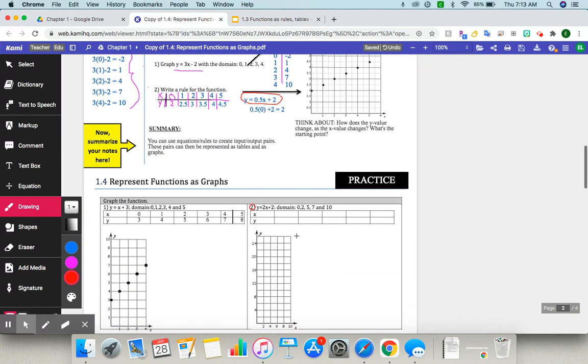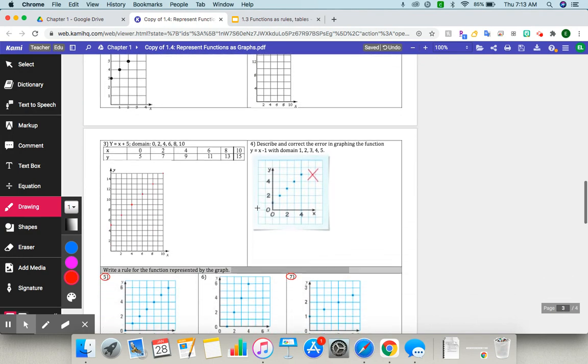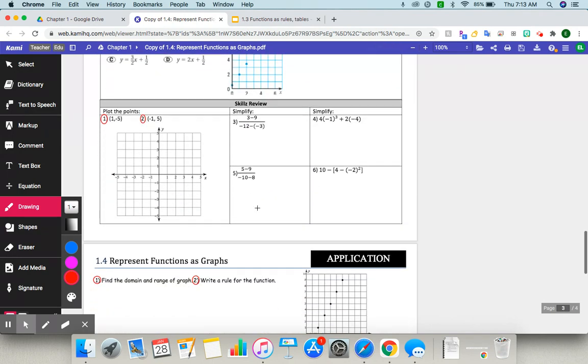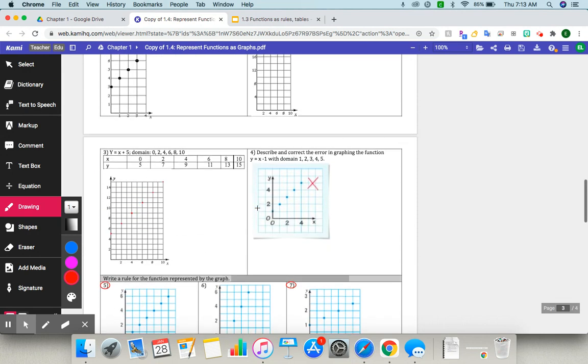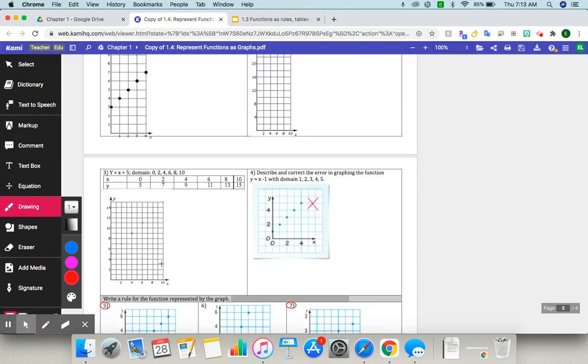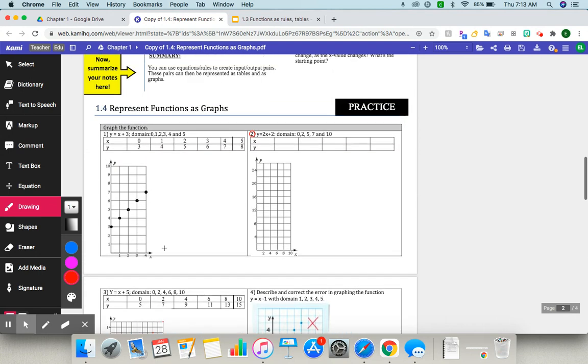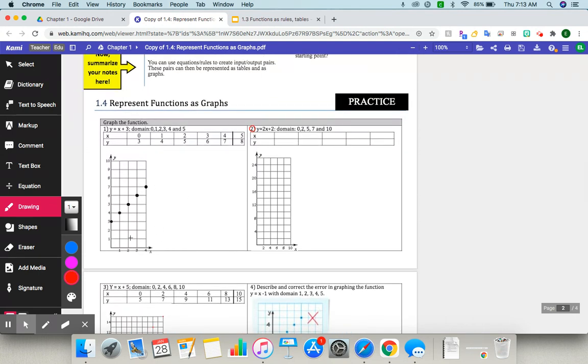Make sure you are completing the circled questions in both the practice section and in the application section. Notice some problems that aren't circled are answered for you, so you can reference them as well if you need help. Lastly, make sure you're taking a picture of these questions and uploading them to Canvas for the assignment this week.